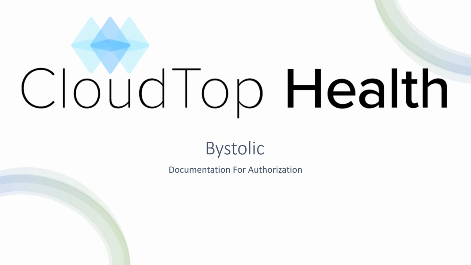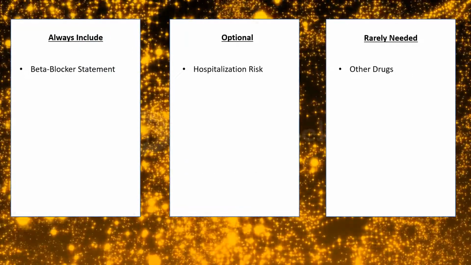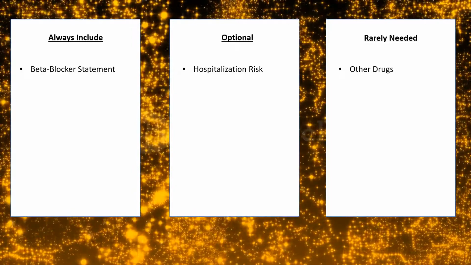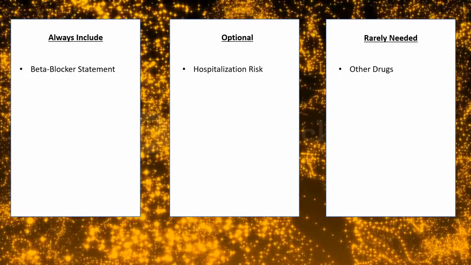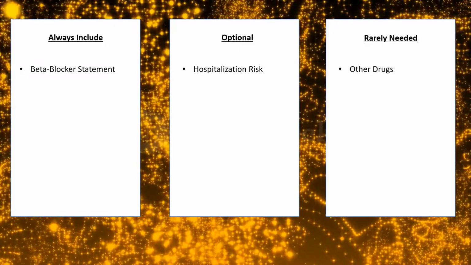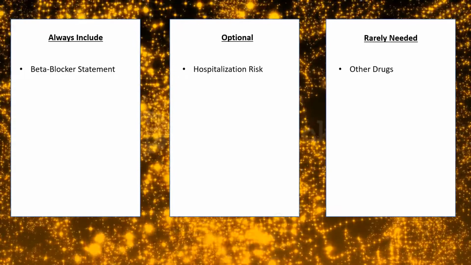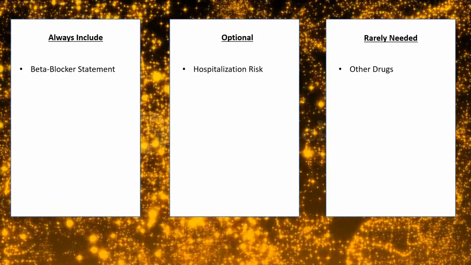Today we're going to discuss the requirements for Bystolic authorizations. There's only one piece of information that's very important for Bystolic authorizations, and that is the beta blocker statement. Other pieces of information are just not very frequently asked for or generally are not relevant on the authorization process, such as the hospitalization risk. It's very rarely asked for. However, it can help on an appeal.